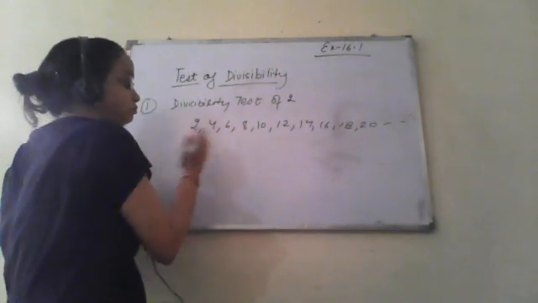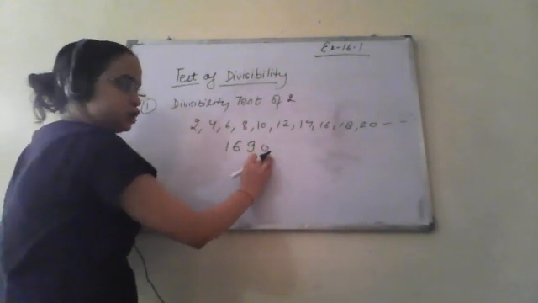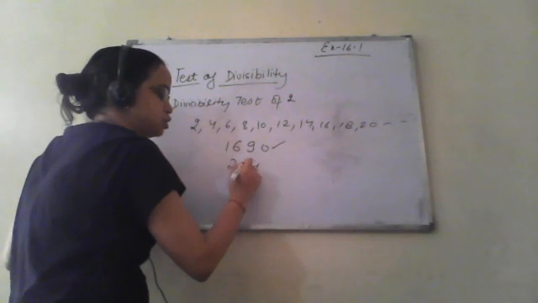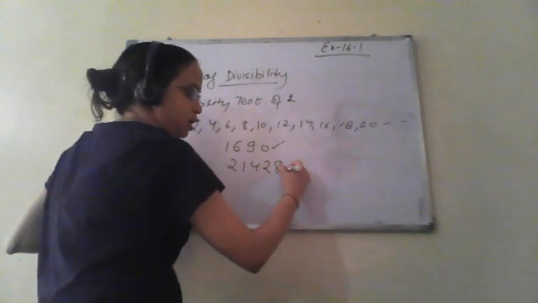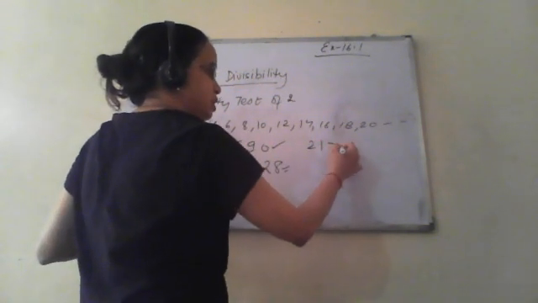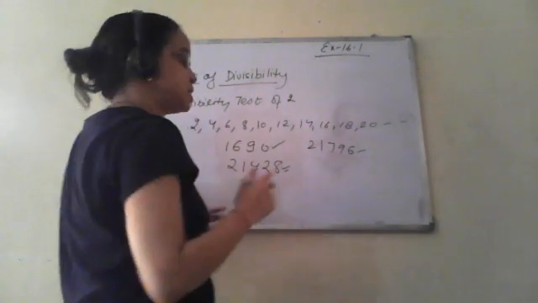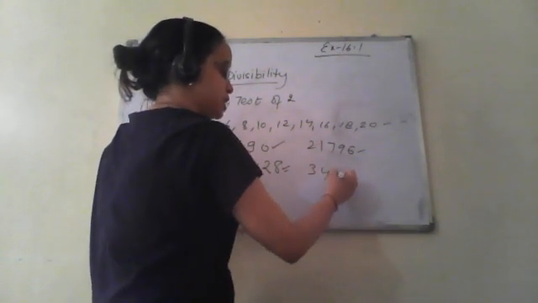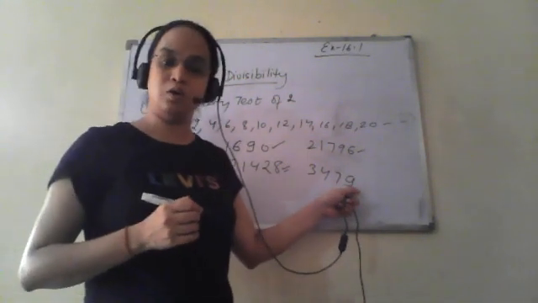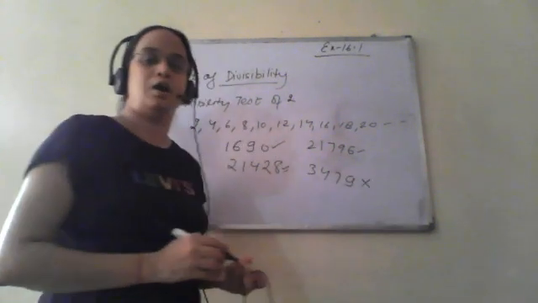Clear? Now this is 1690. 0 at unit place, it is divisible by 2. This is 2142, 8 is an even number, it is divisible by 2. This is 21796. It is an even number, it is divisible by 2. Now 3479. It is neither a zero nor an even number. So this number will not be divisible by 2.